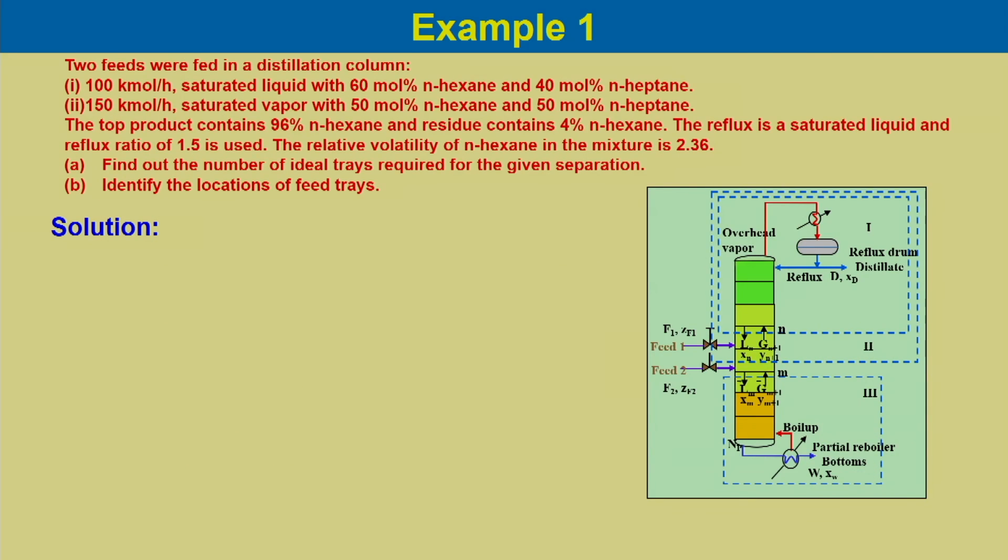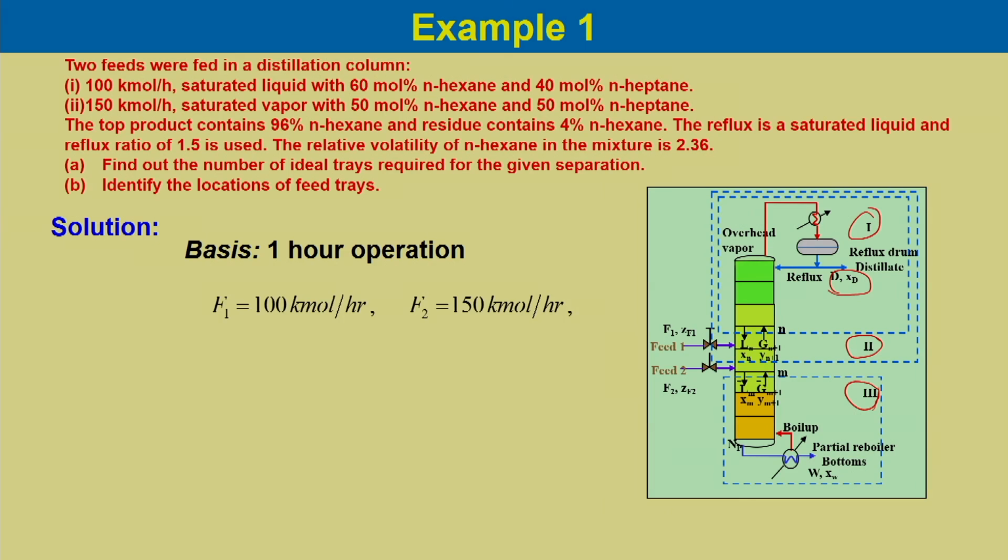So, for the two-feed column we have three different envelopes, envelope 1, envelope 2 and envelope 3, and all the feed conditions and their compositions are mentioned over here, along with the bottoms and the distillate which is coming out. So, the basis is one hour of operation. Our feed flow rate F1 is 100 kilomole per hour and F2 is 150 kilomole per hour.